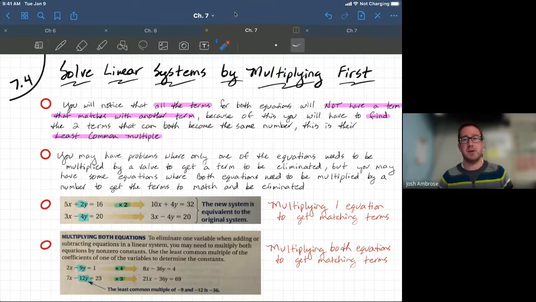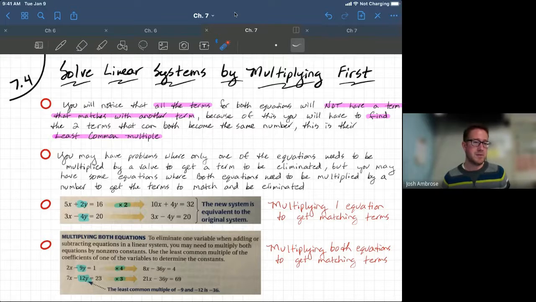You're going to notice that all the terms for both equations may not perfectly match up. In the previous section, they did, so we could use elimination and everything worked. But this time they may not, and so you're going to have to find the least common multiple. Let's say one term has a 4y and the other term has a 2y. Then you can make that 2y become a 4y by multiplying everything in that equation by 2. That's what we're getting into.